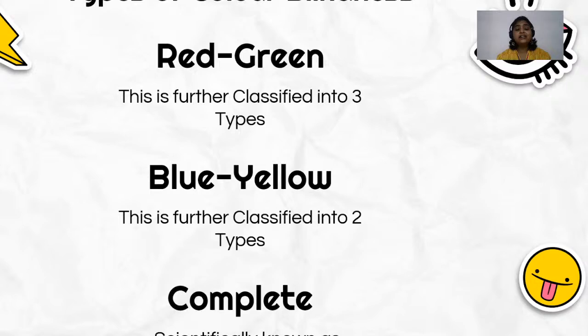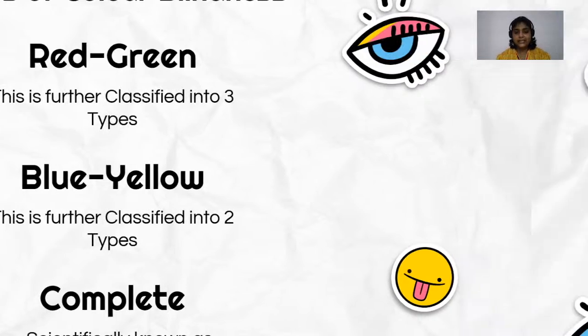Now let's get into the concept that is types of color blindness. One is red-green, one is blue-yellow, and the last one is complete. Red-green color blindness is further classified into three types. Blue-yellow is further classified into two types. Coming to the last one, that is complete, it is scientifically known as monochromacy.